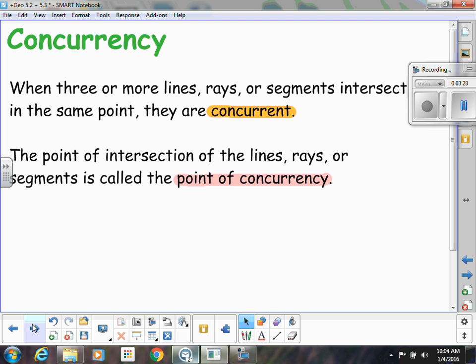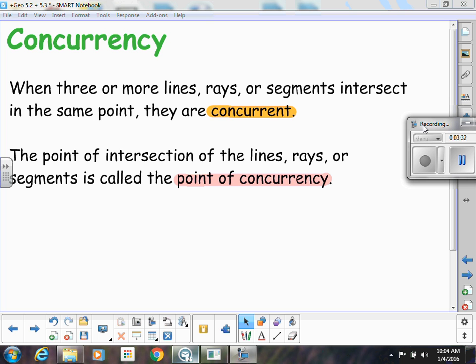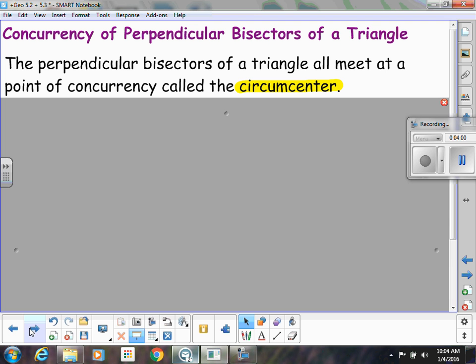Now, concurrency means that when we have three or more lines, rays, or segments that intersect at the same point, we call that concurrent. And that point of intersection is what we call the point of concurrency. Since we're dealing with triangles, we are going to be looking at all three perpendicular bisectors of the sides of the triangle. So the concurrency of perpendicular bisectors of a triangle just means that if we draw all the perpendicular bisectors of a triangle, they're going to meet at what we call the circumcenter.